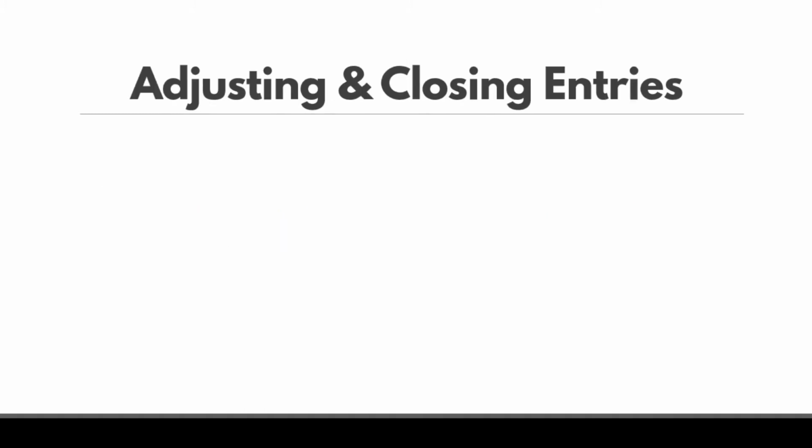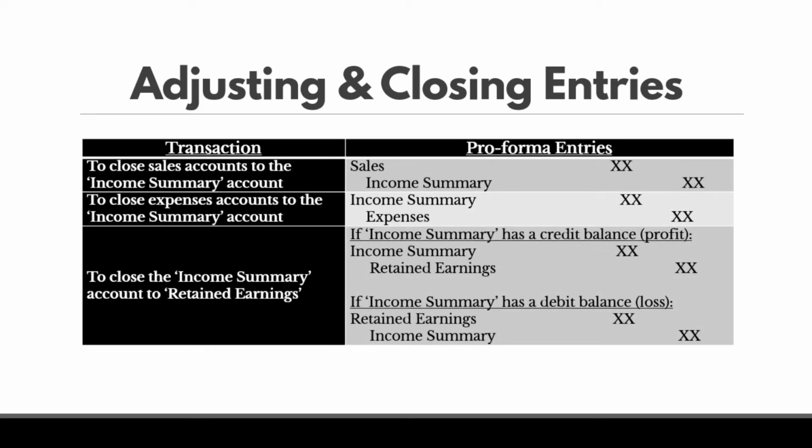Next, pagdating sa adjusting and closing entries, ang tanging pinagkaiba lang ng corporation from the other two forms of business is yung sa pag-close ng income summary account. 'Di ba? So dito, ganun pa rin, you will close una the sales to the income summary account. After that, you will close the expenses to the income summary account. Then, yung net balance ng income summary account can be positive or negative, or it would have a debit or credit balance. So, if the income summary has a credit balance, i-close natin siya sa retained earnings by debiting the income summary account para maging zero, then we will credit retained earnings.